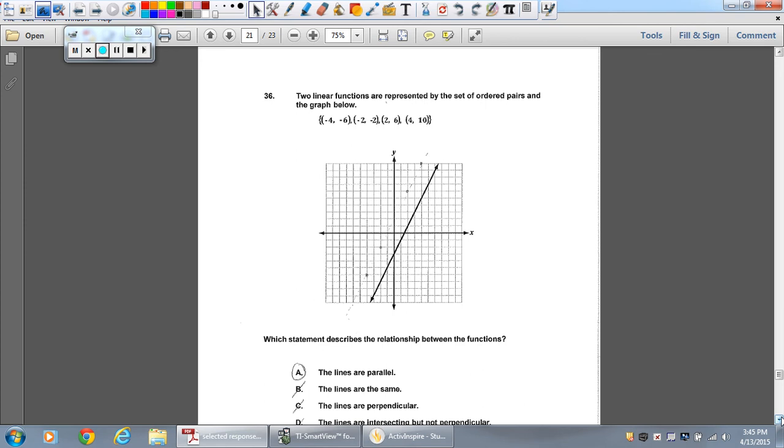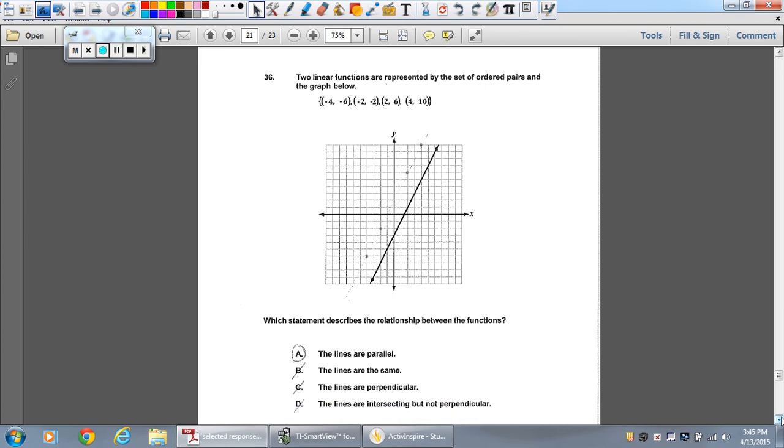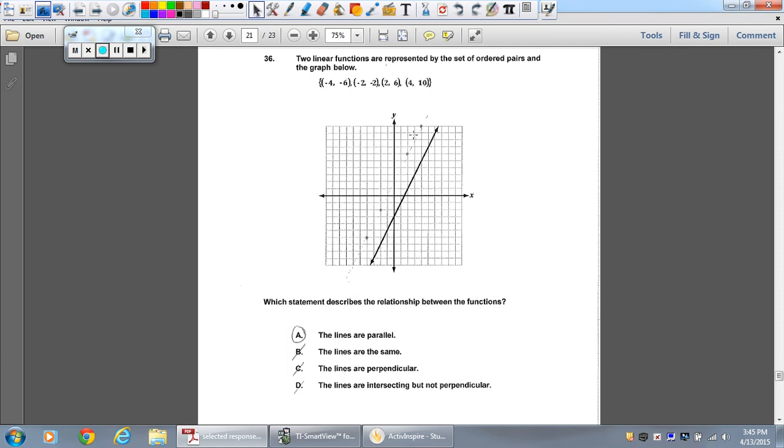Number 36, plot them. So I just plotted the points, and I noticed that it wasn't the same line. It didn't form lines that were perpendicular, because that would be coming right at a 90-degree angle. And the lines are not intersecting, because at every point it's the same distance apart, so they are parallel.